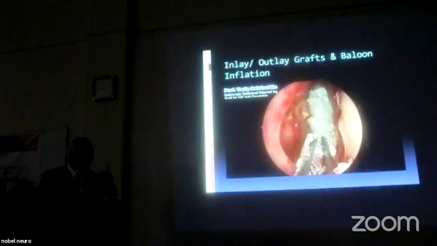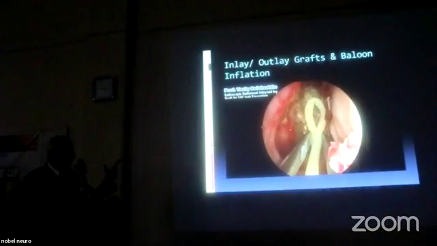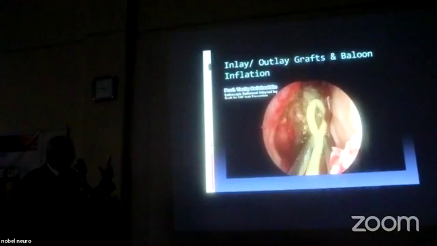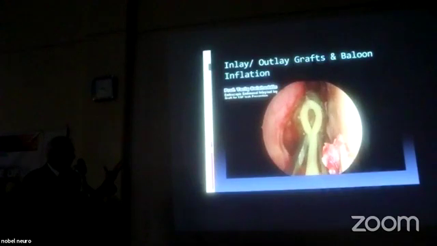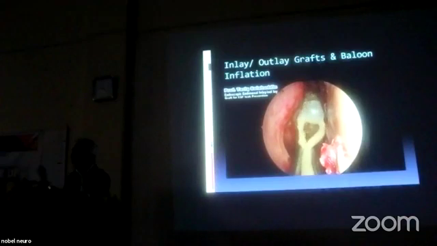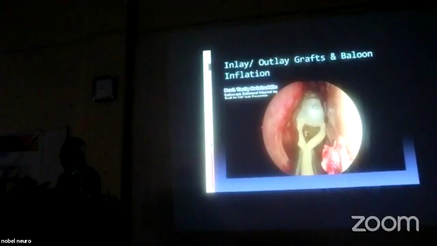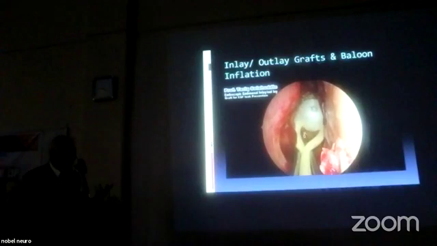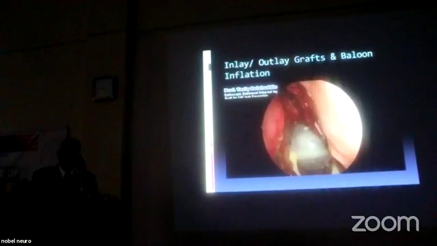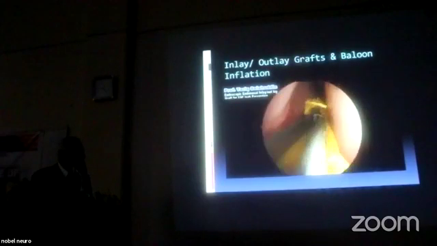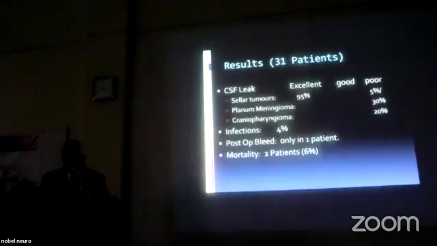Very rarely I will do what I'm doing now. This is just a 14-gauge Foley's catheter. This just keeps the graft there, and I use it for 72 hours. This is my own sort of technique where it stays there, and then the CSF leak is much less than what we see. And of course, after that is the nasal packing.